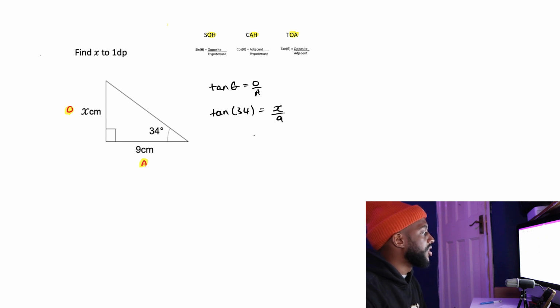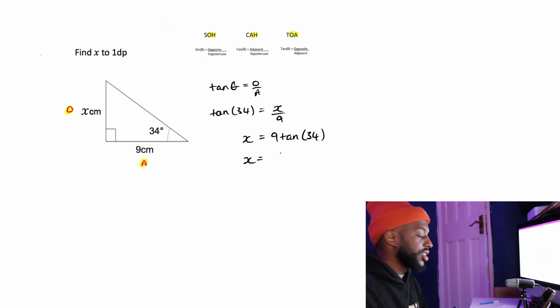Then we're going to rearrange to get x by itself. So we're going to times both sides by 9, giving us 9 tan 34, like that. Okay, so in our calculator, we are going to put in 9 tan 34, and that should give us our answer of 6.1 centimeters to one decimal place.